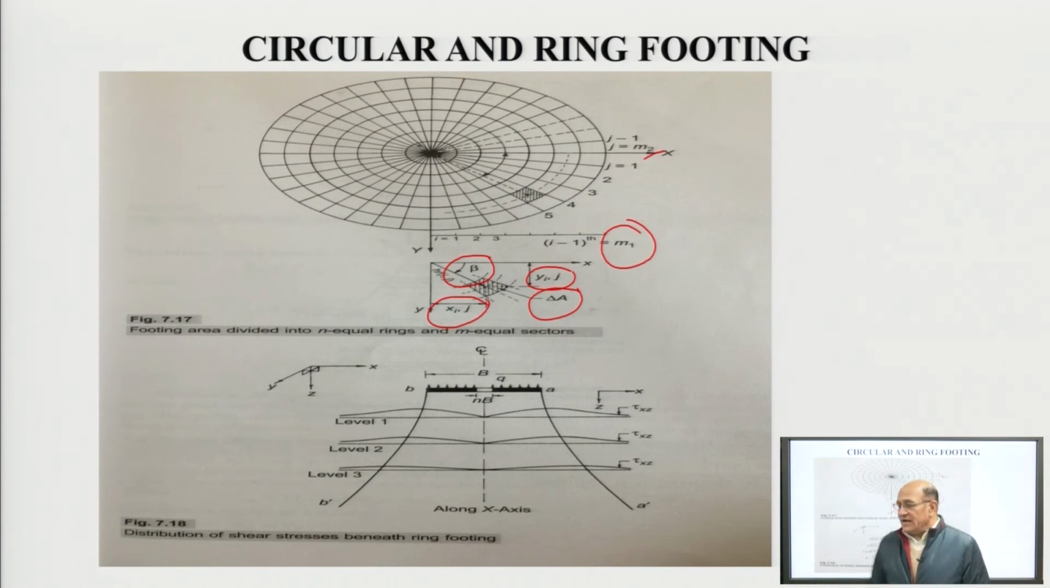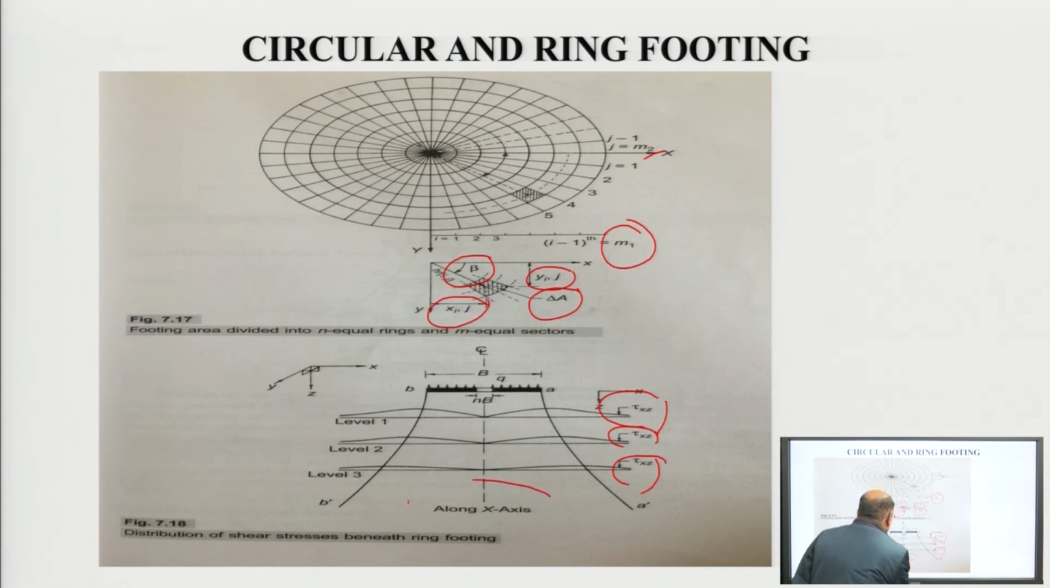Now, we can discuss here the position. This is again in the same way as a rectangular and a square footing. Here this is the level 1, level 2, level 3. This is the tau xz, tau xz. This is the different shear force acting at the different level along the x axis. So, like a rectangular and square footing, in the same fashion the forces will act on this circular footing.